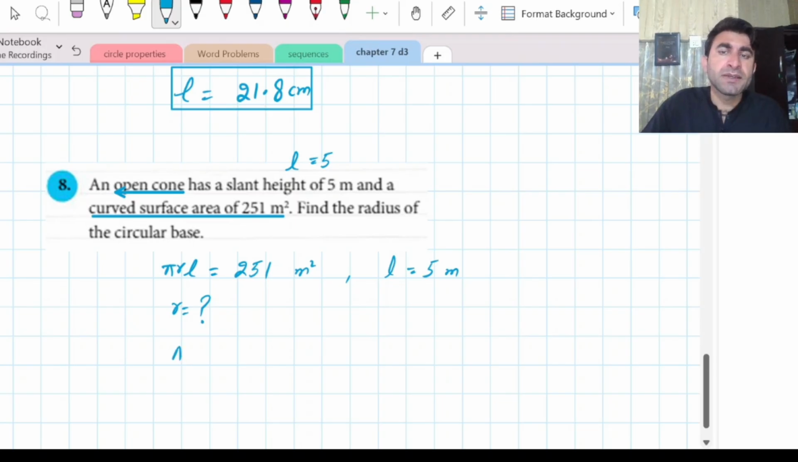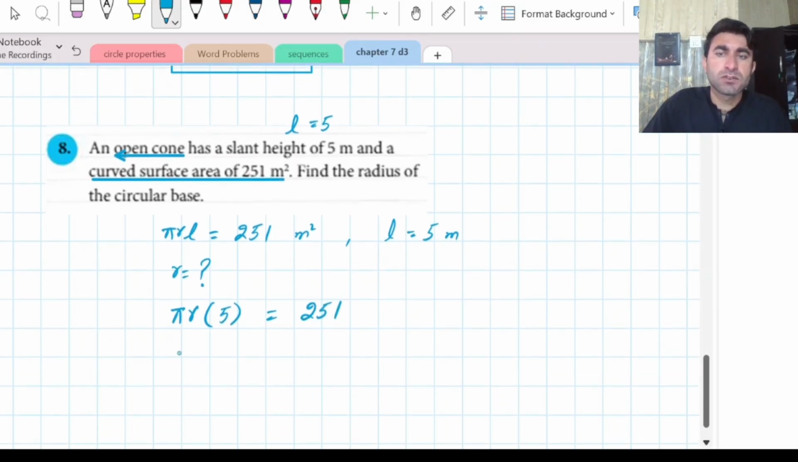So pi times radius times slant height, which is 5. If it equals 251, so 5 pi r equals 251. Let us divide 5 pi on both sides.